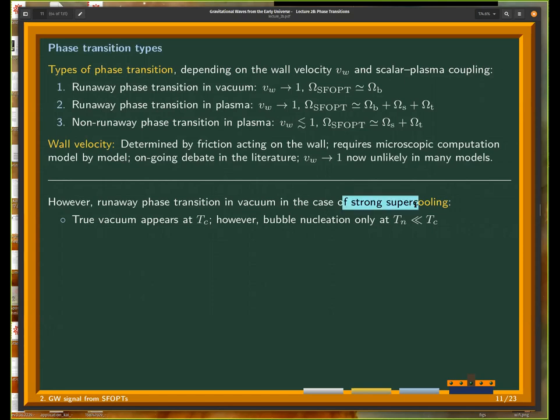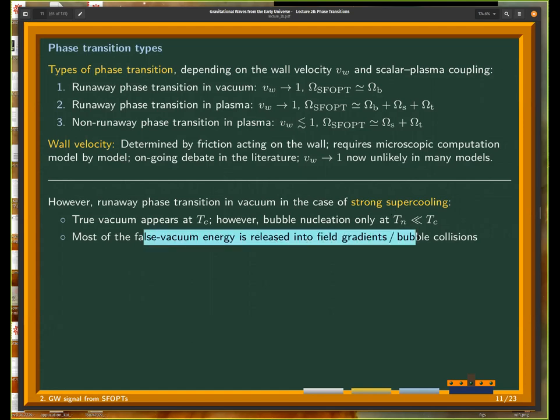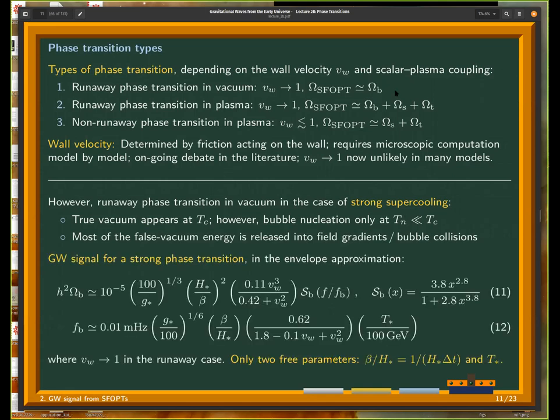Okay, so this is possible in the case of strong supercooling, and in that case, most of the false vacuum energy is released into the field gradients and the bubble collisions. So then we have most of the gravitational waves coming from the bubble collisions. And in this case, you can try to analytically determine the gravitational wave spectrum. So here you see it. This is an estimate for omega bubble collisions in the so-called envelope approximation. This is one way to do the calculation analytically. You find basically the same dependence as in our back of the envelope estimate.